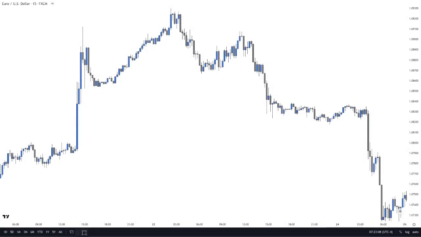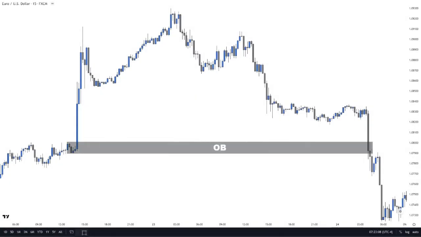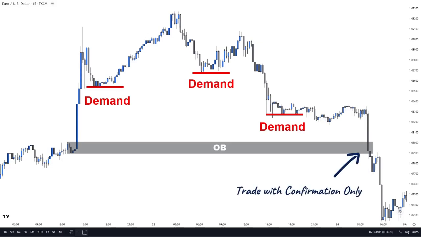On the contrary, look at another example. Here we have a valid order block zone. But before price taps into this area, the market has made a lot of demand zones and broken them to the downside. Some traders might take these areas as a liquidity grab and put their buying positions on the order block. But the point is that the supply has taken control, and trading this order block without confirmation won't be effective.